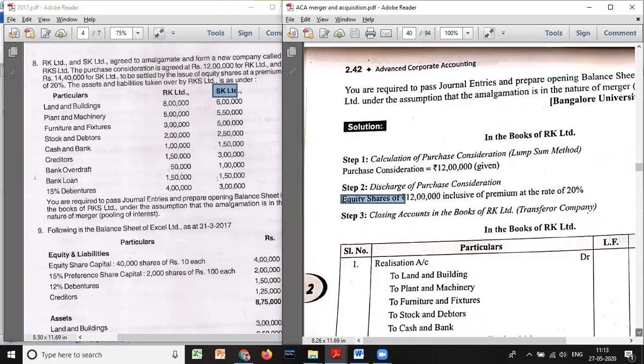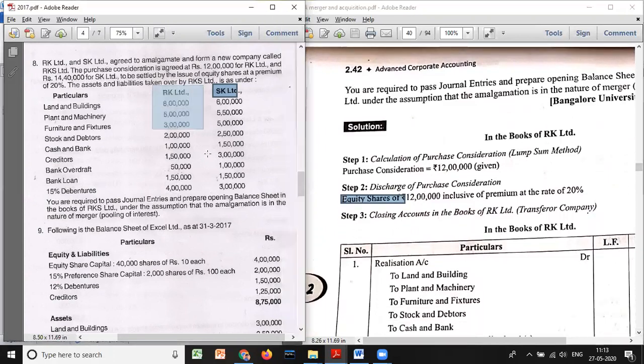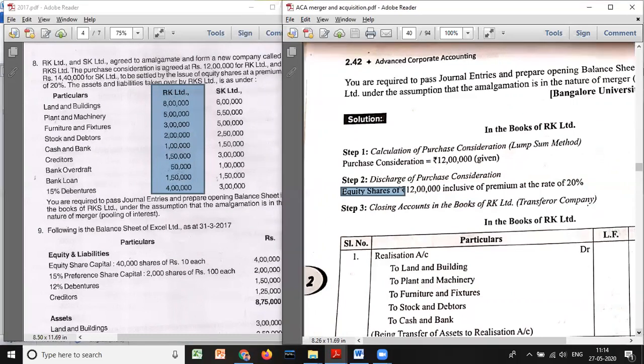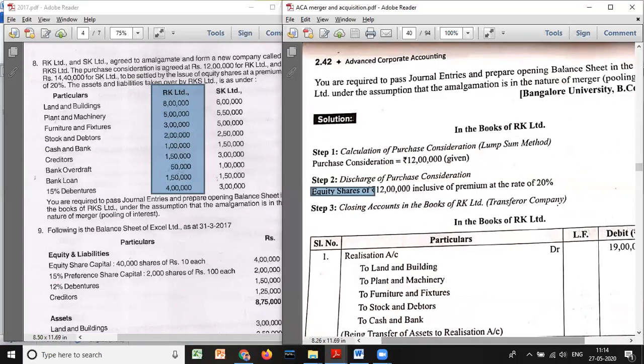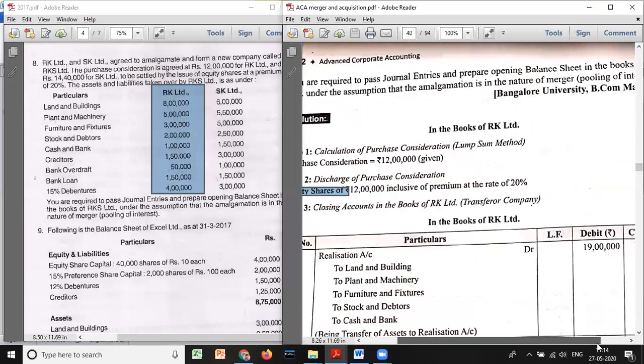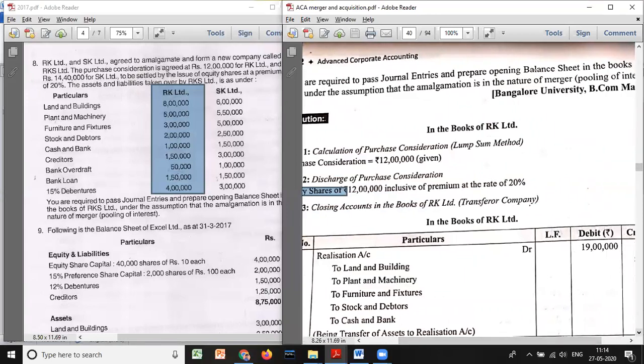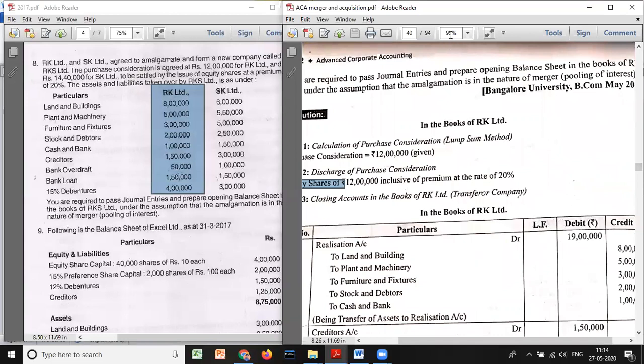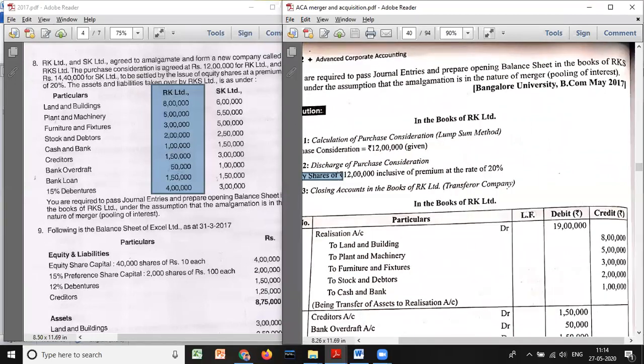I've told you first we'll discuss only RK Limited, and this is very important, please keep it in mind. We are closing the books of accounts under amalgamation in the nature of merger. The first entry is always made when assets are taken over. When assets are taken over, the first entry will be Realization Account Debit to all assets. When it comes to this account, please be careful.